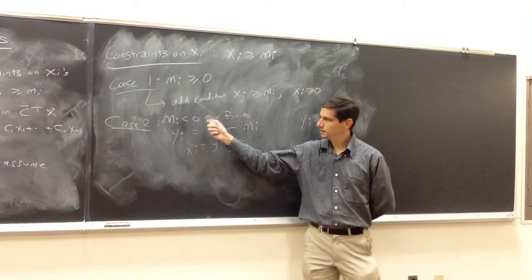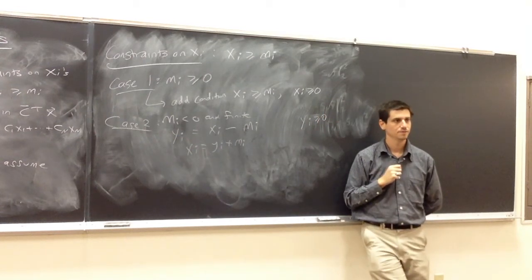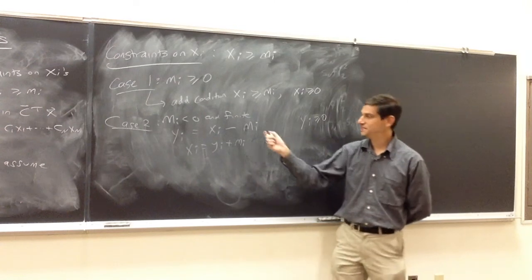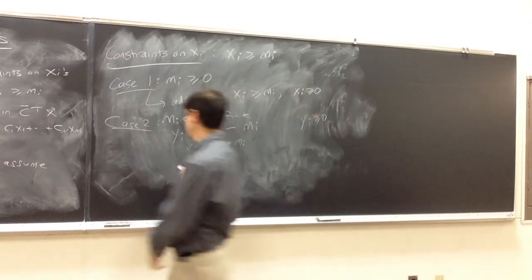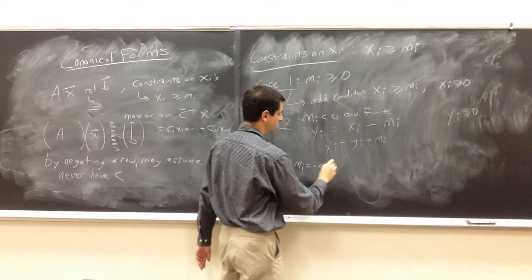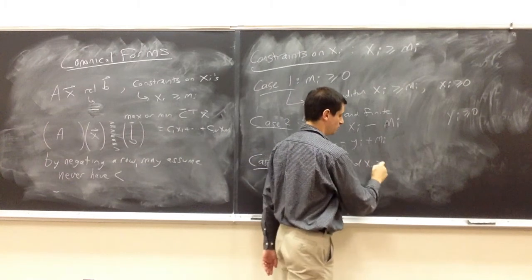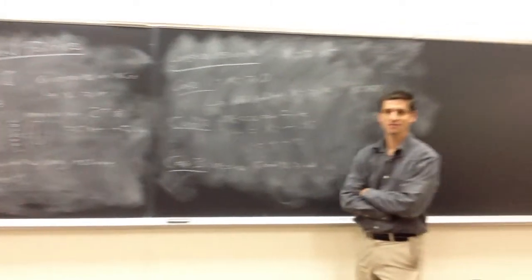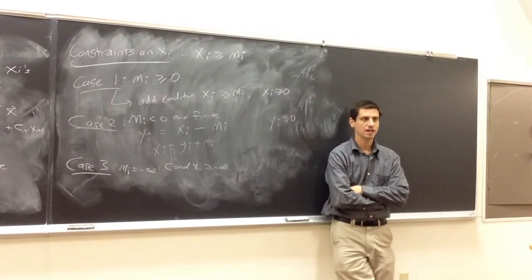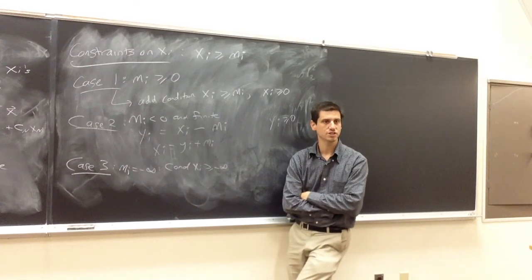Why did I have to assume that mi is finite? Yeah, if it's infinite, I can't really do this. So we have to deal with that case separately. So case 3, mi equals minus infinity. Now we have the condition that xi is greater than or equal to minus infinity. Xi is just real. We want to write xi as greater than or equal to 0, or we want to replace it with a variable that's greater than or equal to 0. But we have that it's just greater than or equal to minus infinity, the completely unrestricted case.